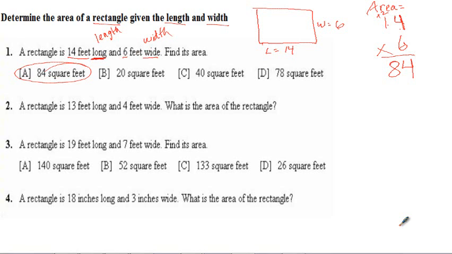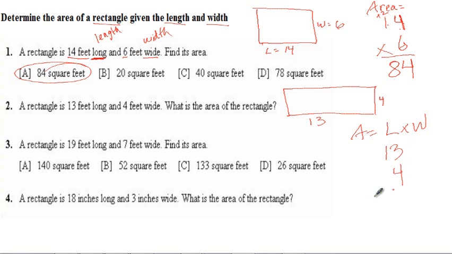Okay, next one. A rectangle is 13 feet long and 4 feet wide. What is the area of the rectangle? What do I do? Area equals length times width or base times height. You have to multiply 13 times 4. Good. 3 times 4 equals 12. Add 1. 4 times 1 equals 4, plus 1 equals 5.